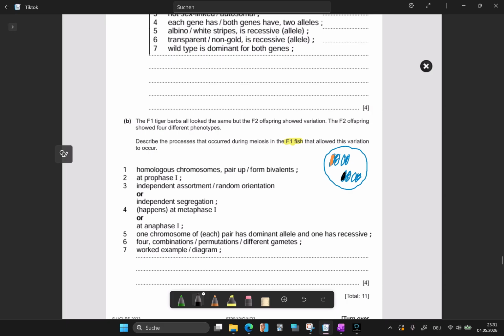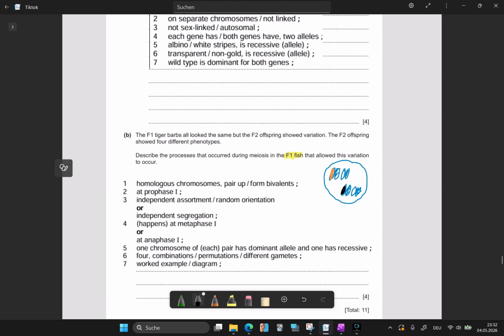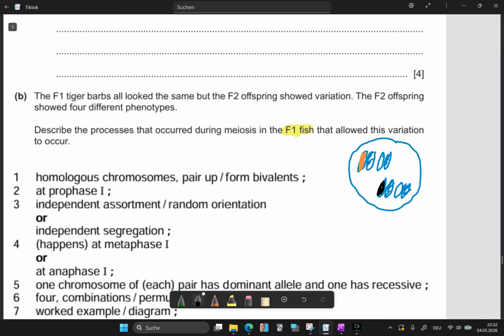So what happened? During meiosis, variation occurs because of, first thing, independent assortment, and the crossing over. Here, the crossing over does not have that much relevance because they are on different chromosomes, because they're not autosomally linked. So the main thing that will cause the variation here is the random assortment.